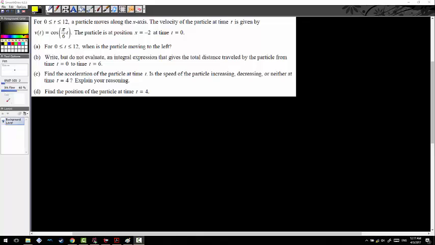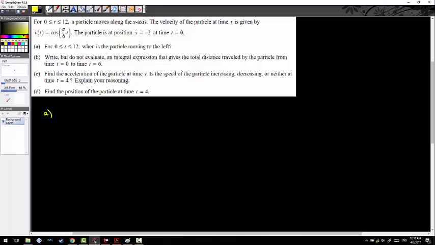Well, the way to figure out if a particle is moving left is to look at its velocity. And when velocity is negative, that means the particle is moving leftward. So since we're given the velocity function already, I'm going to go ahead and graph this function and find out where the function is above or below the x-axis. Because if the function is below the x-axis, that means the velocity's value is negative at that time. And as we just found out, when velocity is negative, the particle is moving leftward.